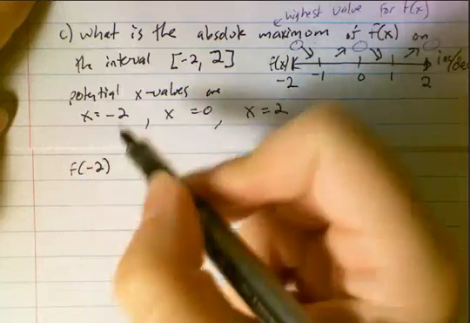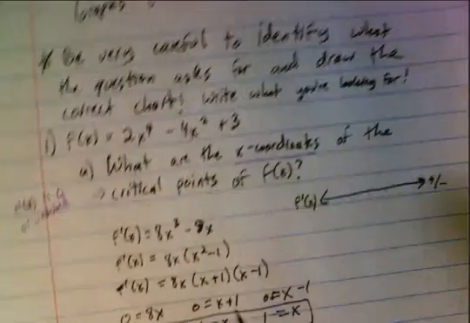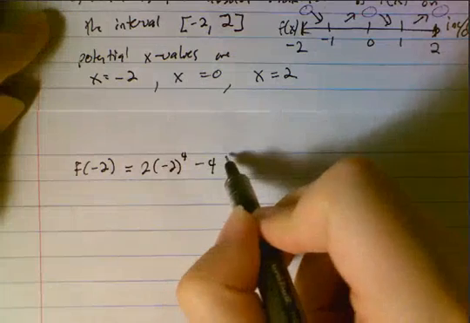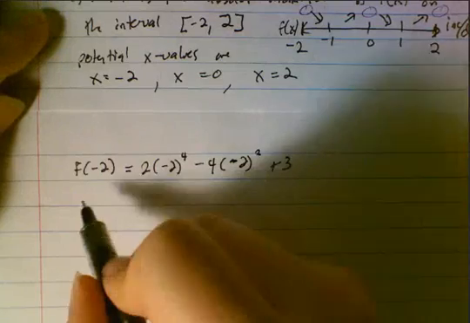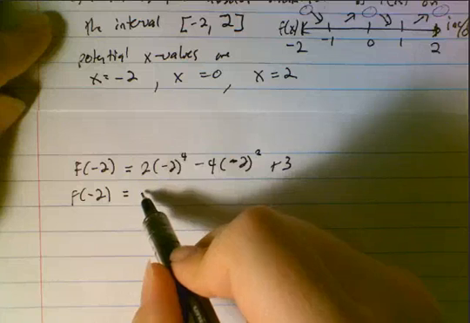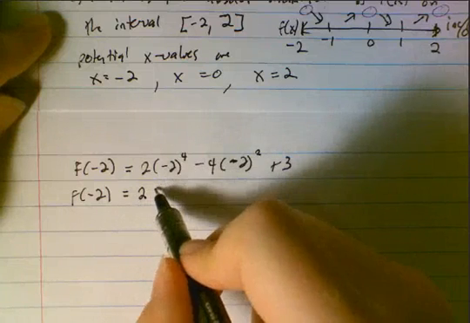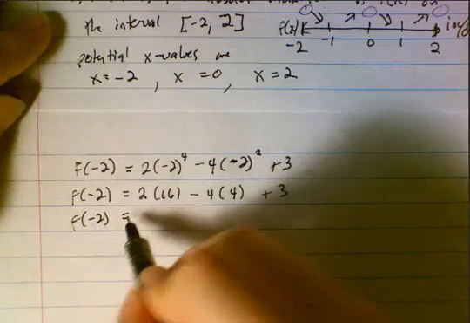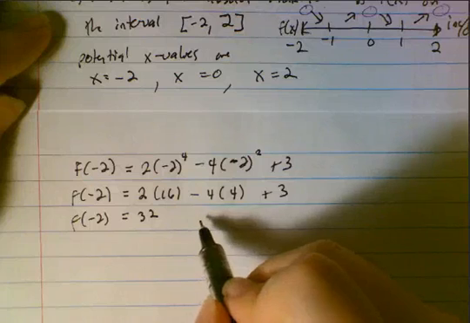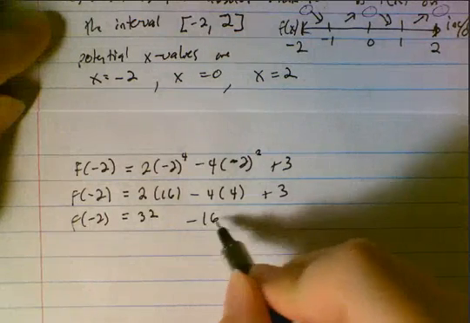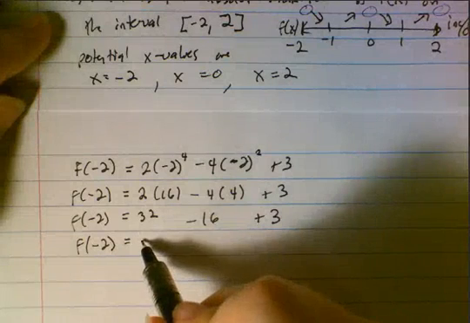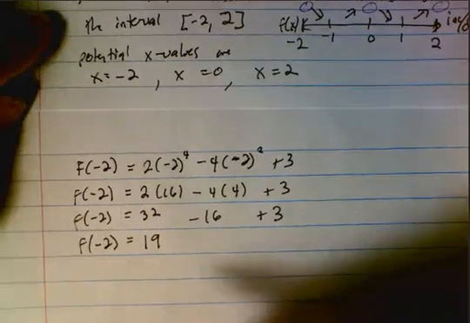So f of -2, remember this is f, so we're going to go all the way back up to our f equation. Don't put it back into f prime because it's saying f of -2. That's 2 times negative 2 to the 4th minus 4 times negative 2 squared plus 3. So f of negative 2 equals 2 times 16 minus 4 times 4 plus 3. f of negative 2 equals 32 minus 16 plus 3. When we subtract and add that, we should get 19. So there's one of them.